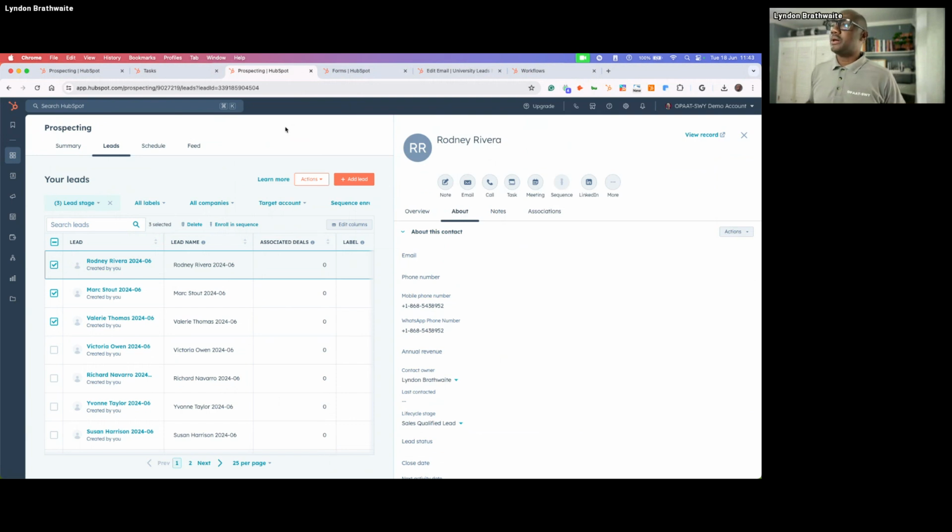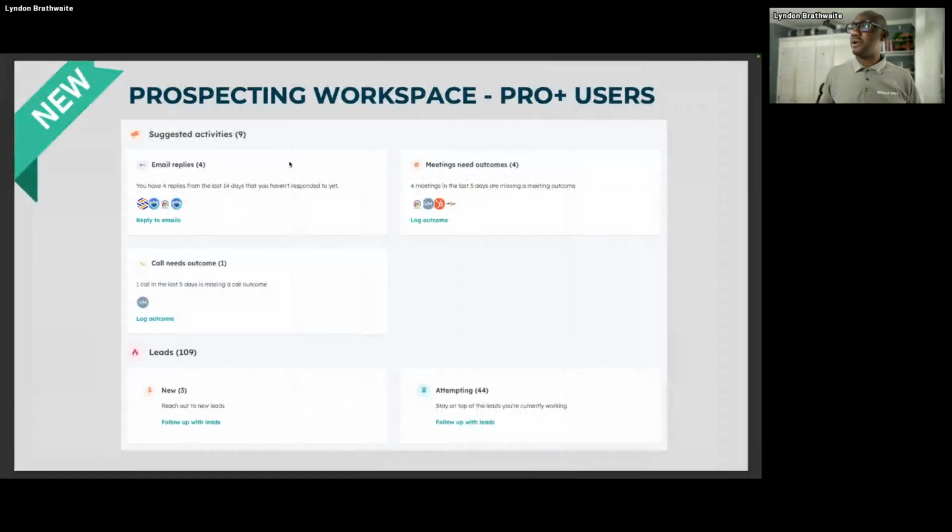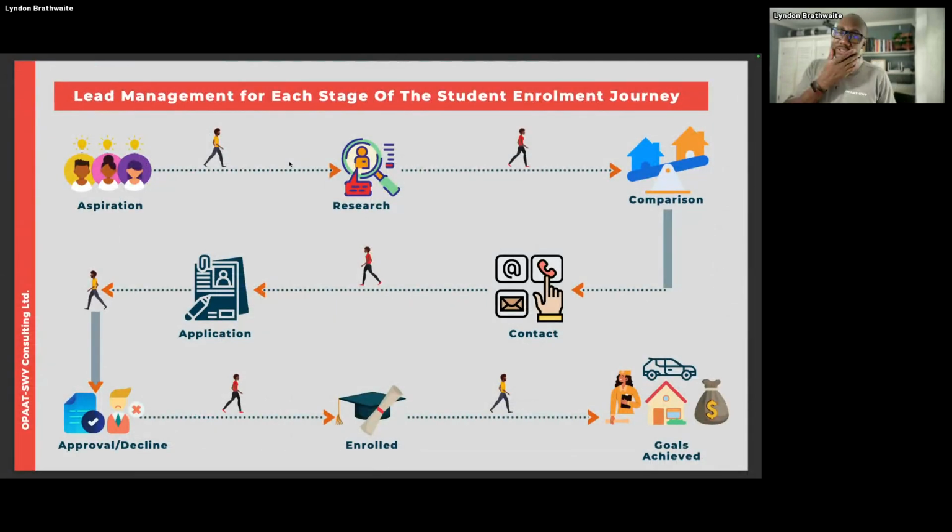All right, so we're kind of wrapping up a little bit. When it comes to managing your leads, I want to talk a little bit about this. This is the illustration of a student enrollment journey map, from when a student, whether it's a mature enrollment or a young enrollment, meaning the age of the individual and what they might be coming to do, you can work towards managing those leads at each stage.